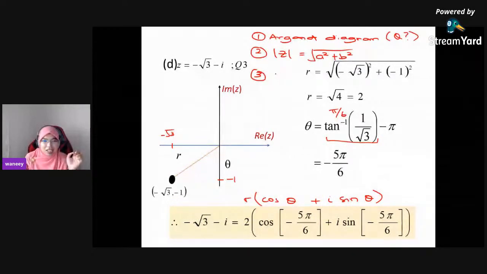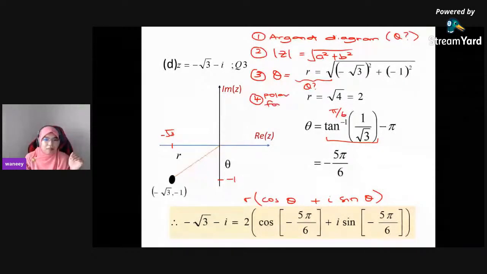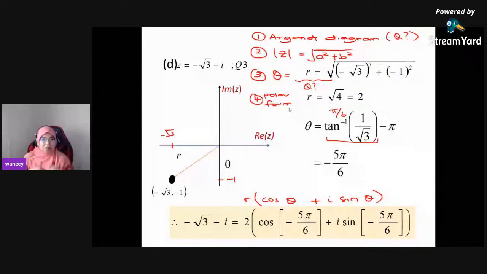Third, you calculate the argument. For this one you must follow the formula for the quadrant. So you have to see which quadrant it is and what its formula is. And then simply substitute into polar form. So first start with the Argand diagram to know which quadrant, then the modulus of Z, and then to calculate the argument, check which quadrant you are in and follow the formula for that quadrant, and then write them down in polar form.